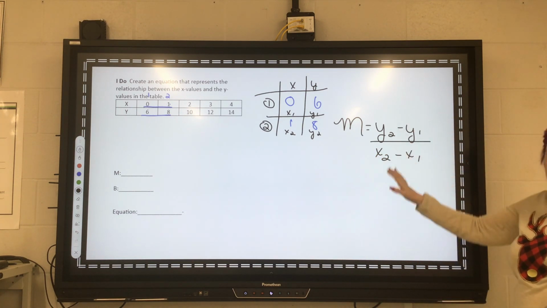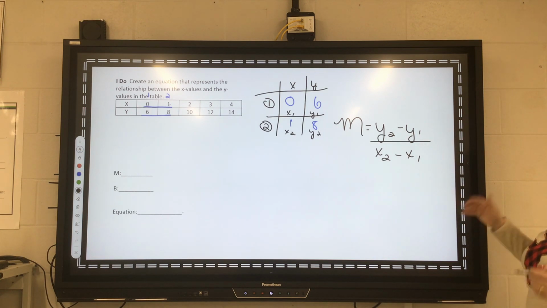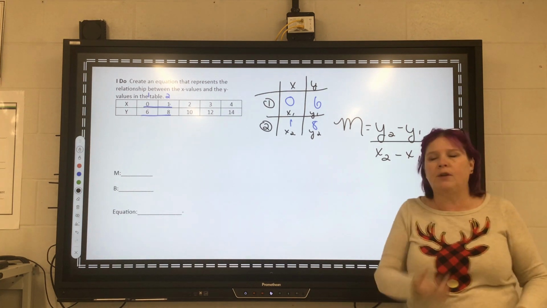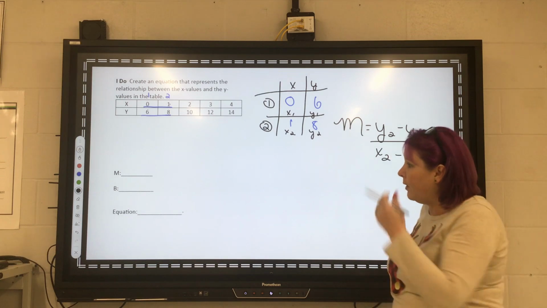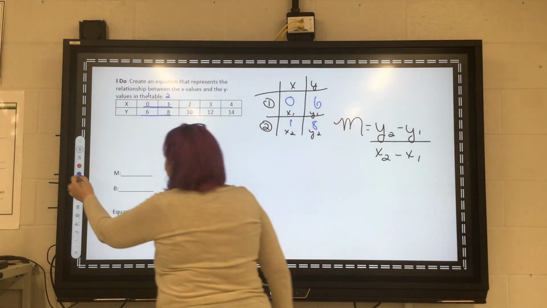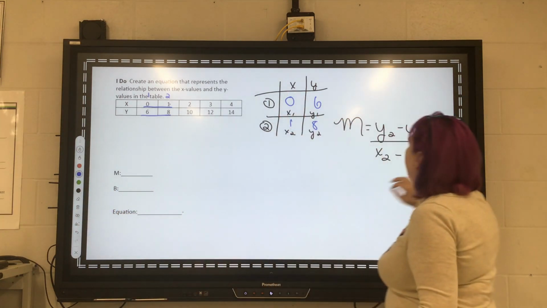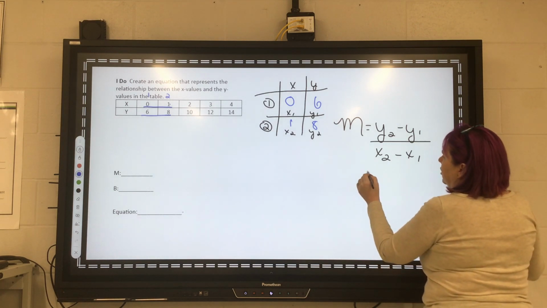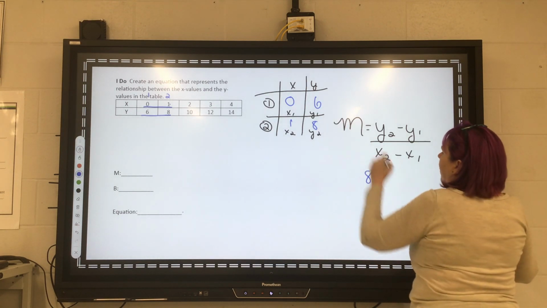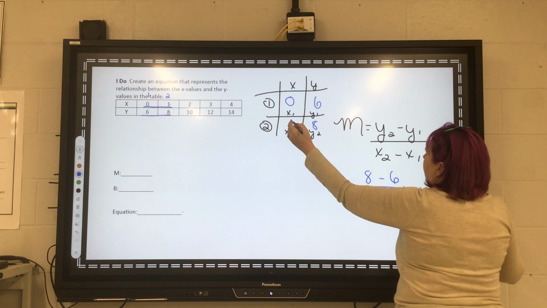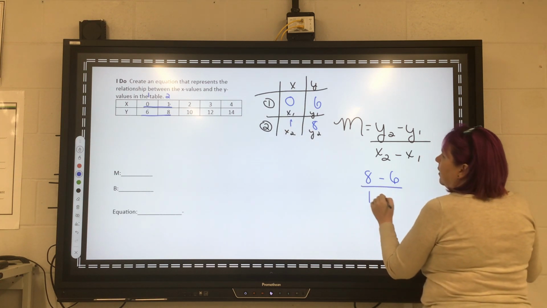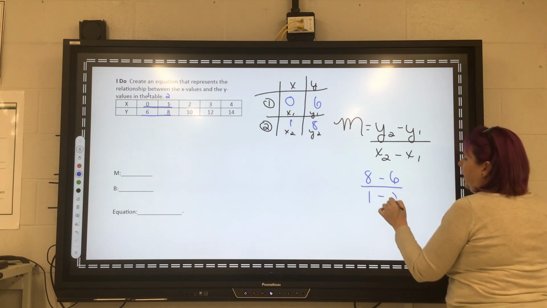This you have to memorize. There's no way around it. It's not on the formula chart. You just have to memorize it because you will need it. So now I'm going to take my numbers. I got my y2 minus my y1 and my x2 minus my x1.